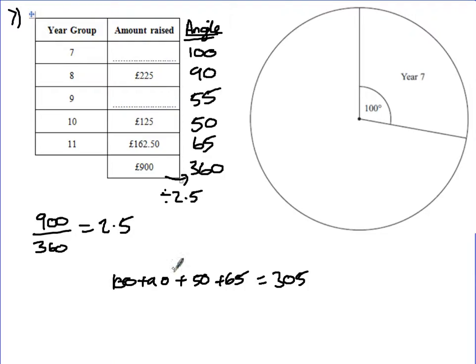So then I'm going to go backwards on myself. If I times it now instead of dividing, 55 times 2.5 gives me £137.50. And then the 100 times 2.5 gives me £250. And this is where you check, because if you add up the 250, the 225, the 137.50, the 125 and the 162.50, you get 900. So therefore, it's more than likely you've got that question right.